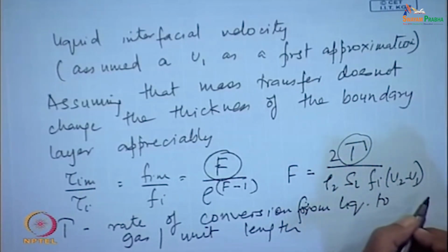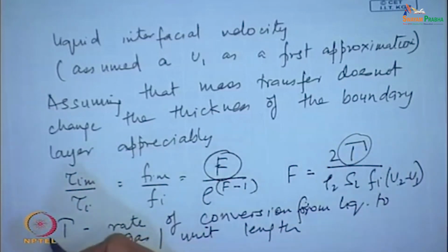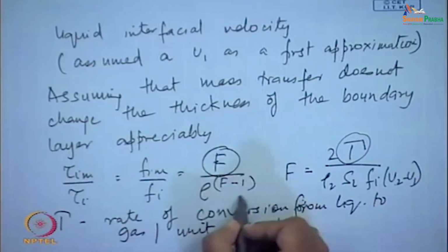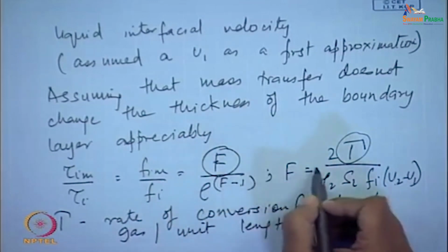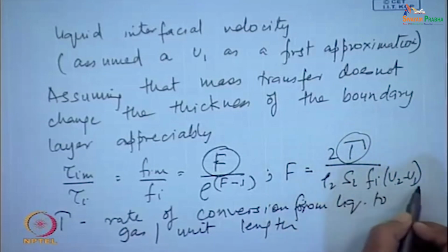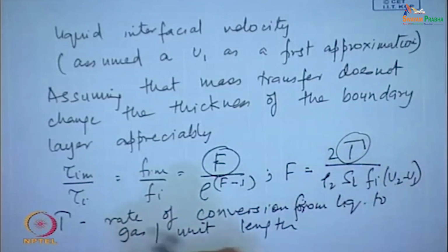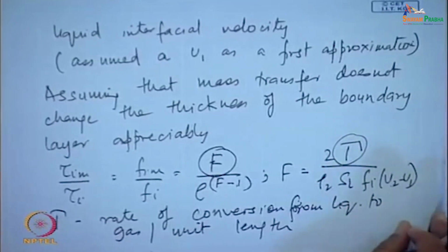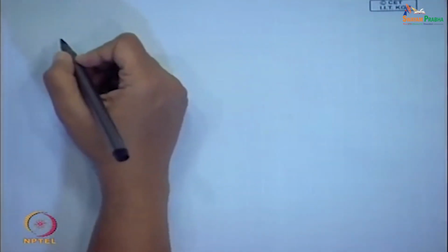Okay. So, therefore, we find that tau I m by tau I can be expressed in this particular form, where F can be written down as 2 gamma by rho 2 S I f I (u2 minus u1), where S I is the interfacial perimeter and gamma is the rate of conversion, any change of mass from the liquid to the gas phase per unit length, okay. Now, this gamma can be expressed as, if it is condensation or vaporization, then naturally it can be expressed in terms of heat fluxes, etc. If it is mass transfer, then accordingly we have to express it, okay.